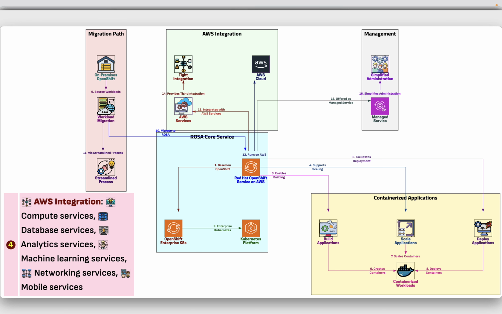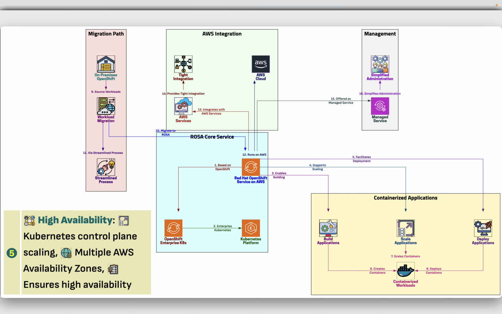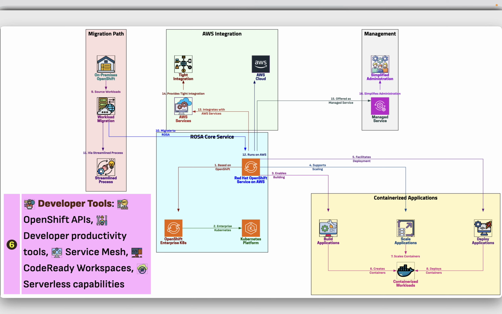It offers integrations with AWS services including compute, database, analytics, machine learning, networking and mobile services. You can run and scale the Kubernetes control plane across multiple AWS availability zones, which ensures high availability. It lets you operate clusters using OpenShift APIs and developer productivity tools, including Service Mesh, CodeReady Workspaces, and serverless.